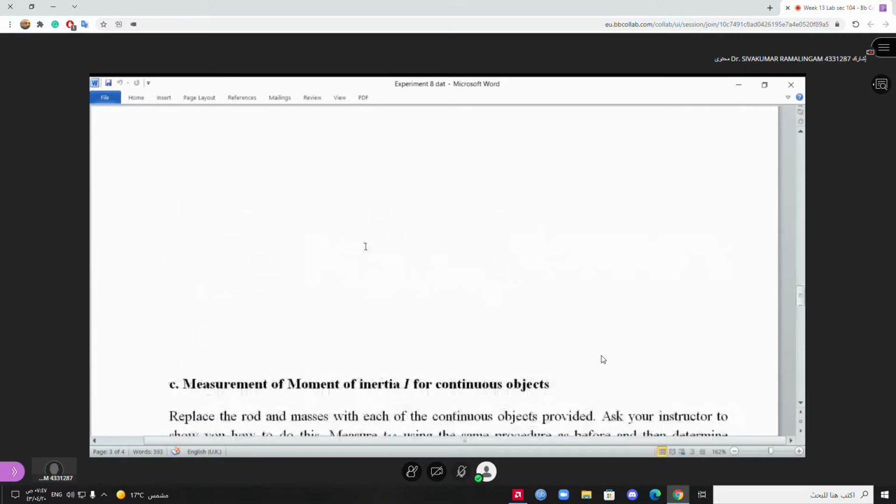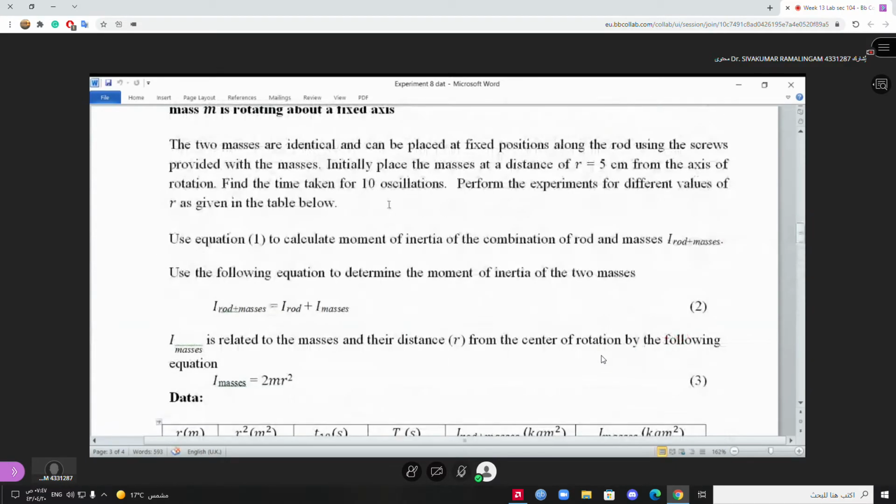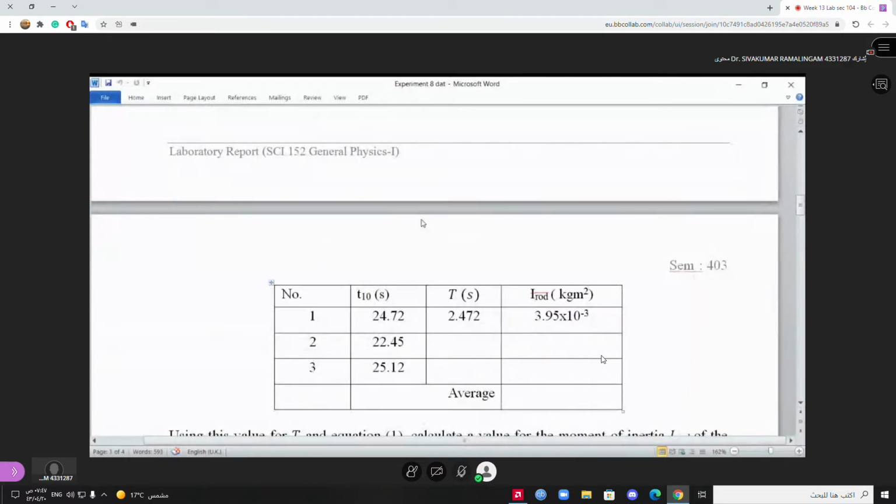Okay. Come to the first schedule. This is only for the rod. Now this is T10. This is T. The capital T is the time taken for only one oscillation. Divide this by 10, you will get this. And this divided by 10, you will get this. This is 2.245.